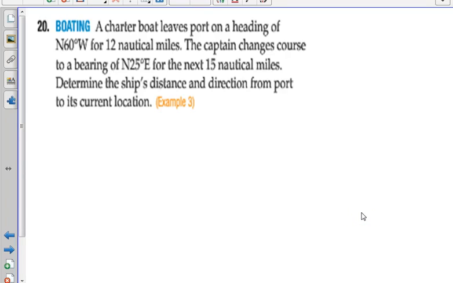Put them on one drawing to start, just to see where they are in relationship to each other. But then, if you separate them so that you have a separate drawing for each vector, otherwise the main drawing gets so busy that it's just super complicated. All right. A charter boat leaves port on a heading of, what does this mean?